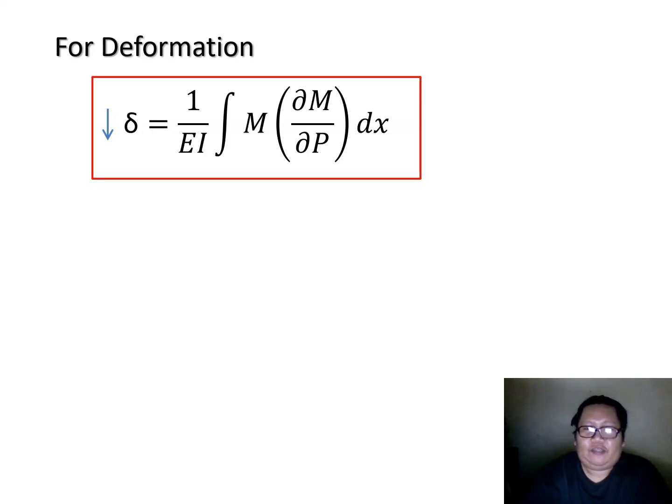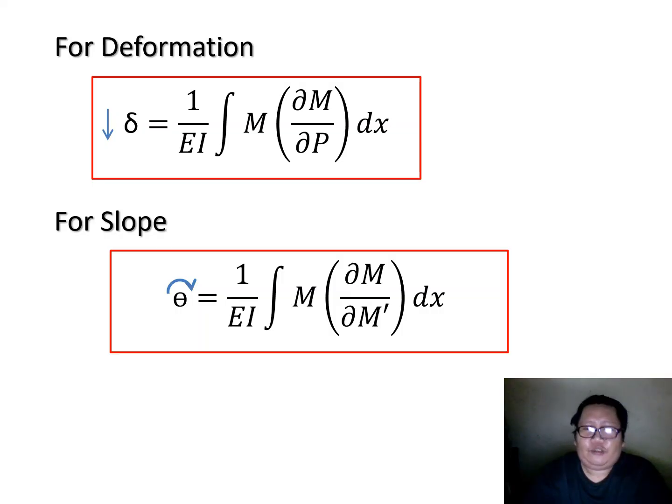And so as with the moment. For slope, all we have to do is get the partial derivative of the internal moment or internal strain with respect to M prime, where M prime is the load being applied at the point where slope is being asked. And it goes the same way as in solving for beams.